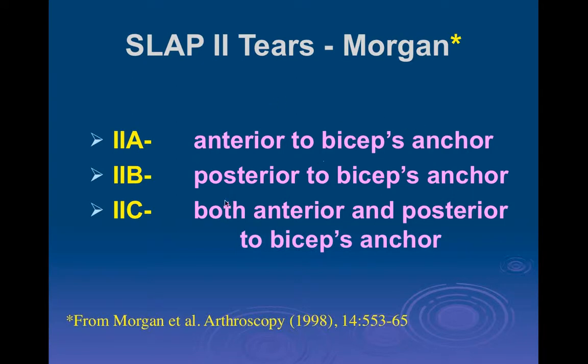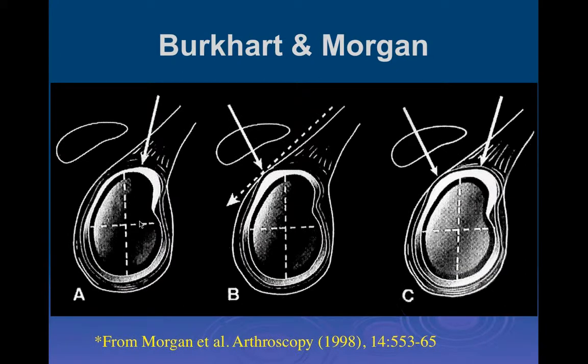Now, Morgan suggested that we can also divide type 2 tears into one that's just anterior to the biceps, one that's only posterior to the biceps, and a C which goes both anterior and posterior. This was kind of the rage for a few years. I really haven't heard people talk much about this classification in the last few years. Just be aware of it. I don't recommend you use it, but it's one that was out there in the past.